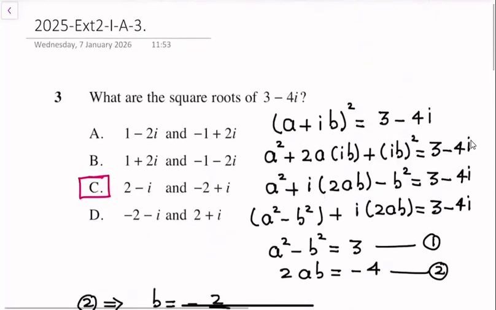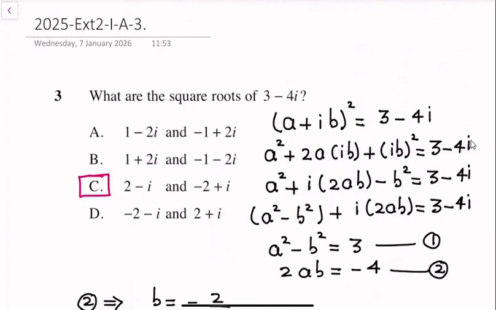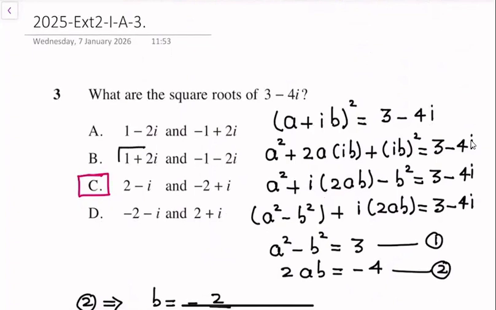If we check the options, this complex number lies in quadrant 1, so it is not possible. This complex number lies in quadrant number 3, so it is not possible. Therefore, we get a 50-50 elimination and we end up with A or C.